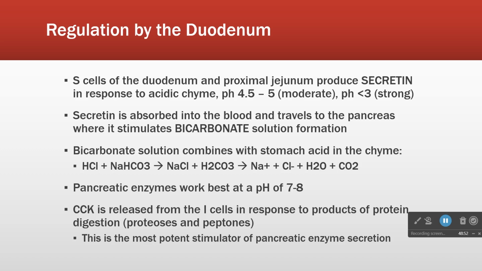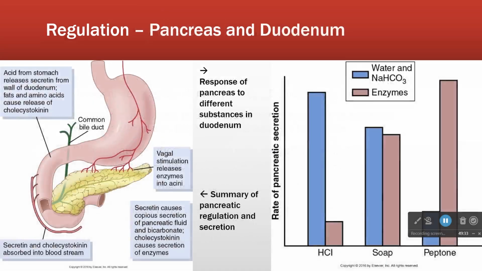CCK, cholecystokinin, comes from I cells in the duodenum, in response to products of protein digestion as well as the presence of fats. Both are triggers of CCK. CCK has two big roles I really want you to remember. CCK is the gallbladder hormone, so it triggers gallbladder contraction. But CCK is also the most potent stimulator of pancreatic enzyme secretion. CCK is released in response to a heavy meal, so to speak, and it's the most potent stimulator of all of these actions.